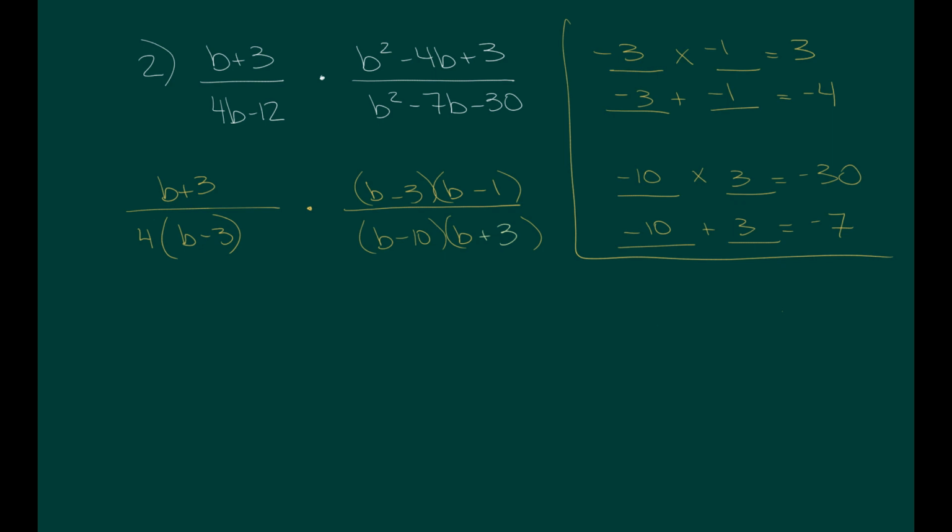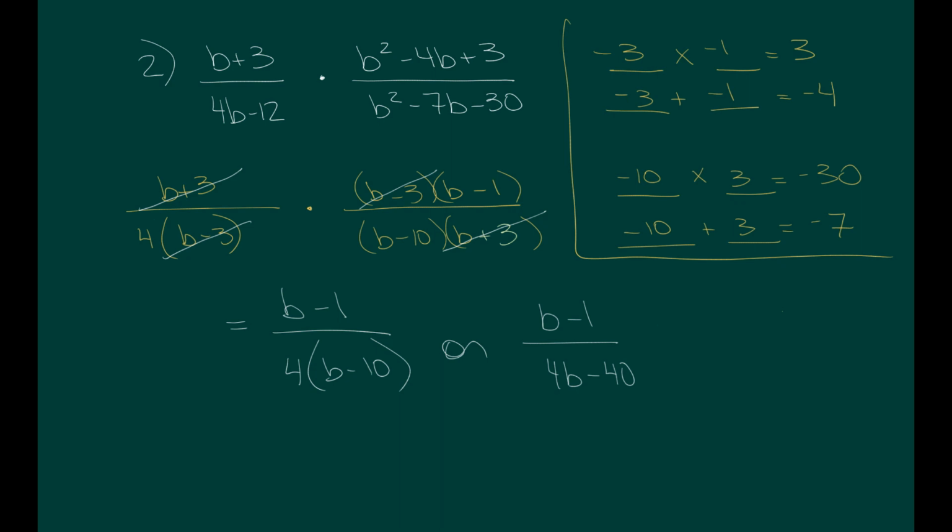Now let's simplify where we can. So I have a b plus 3 here and here. I have a b minus 3 there and there. So then you just write what you're left with. So in the numerator, I'm left with a b minus 1. In the denominator, I'm left with a 4 and a b minus 10. And that is my answer. I could write it like this, or I could distribute that 4.